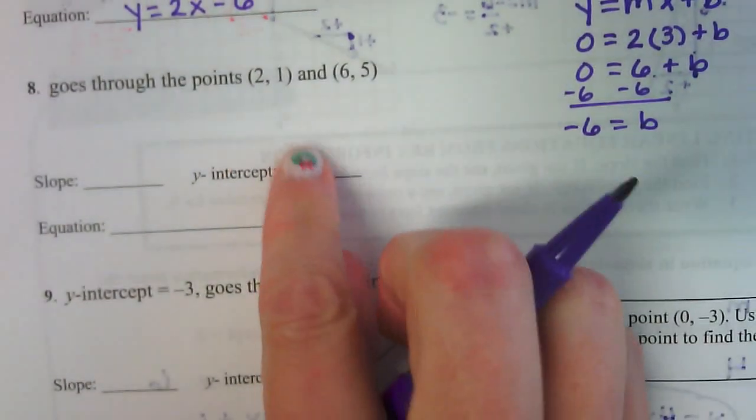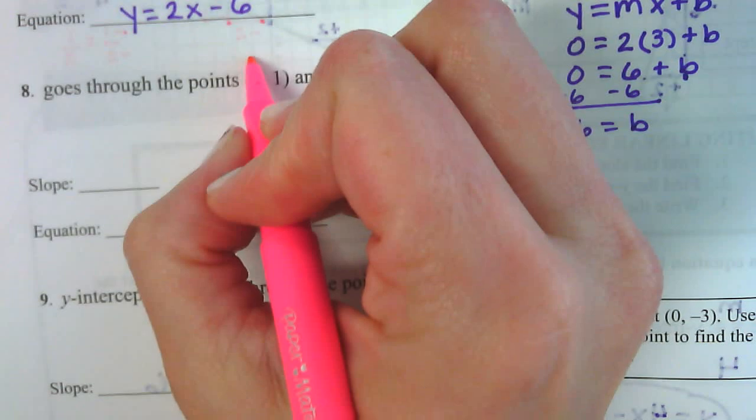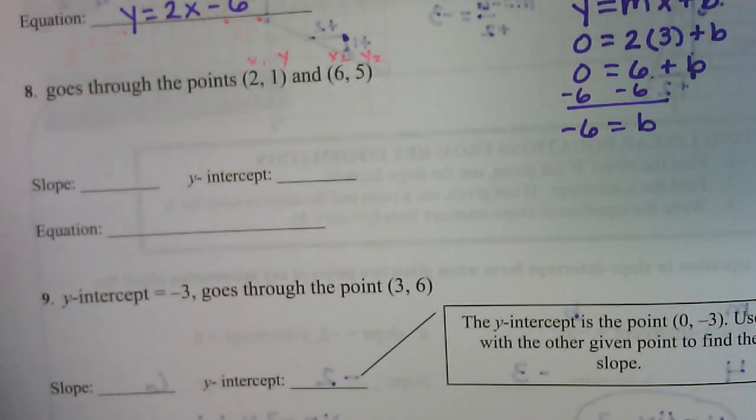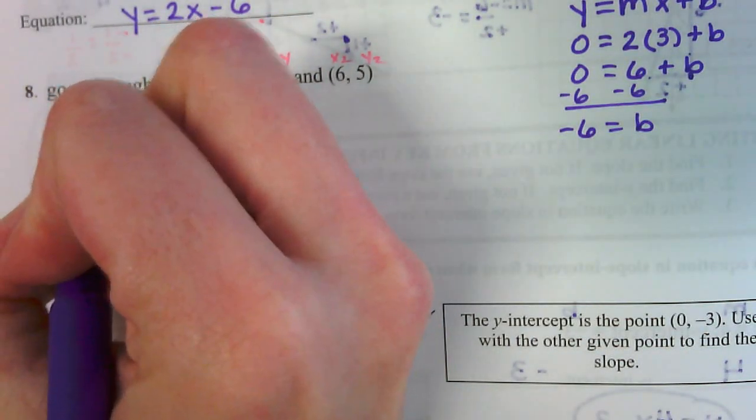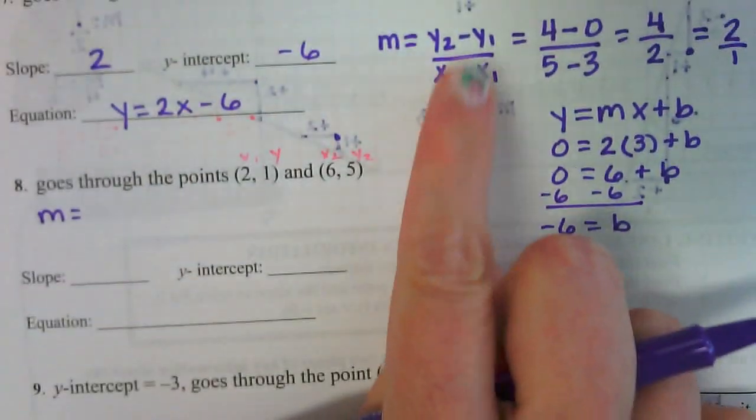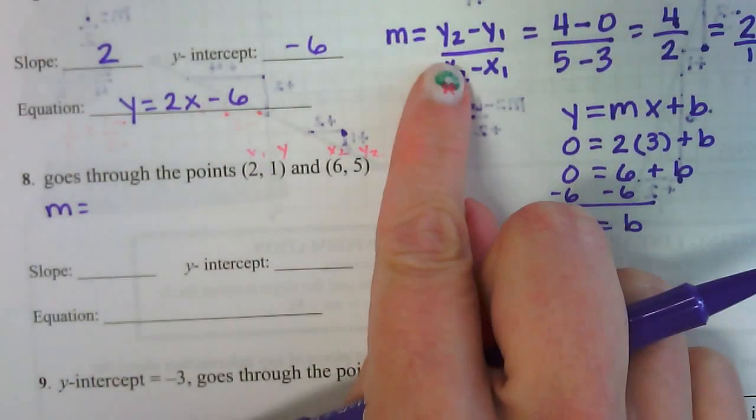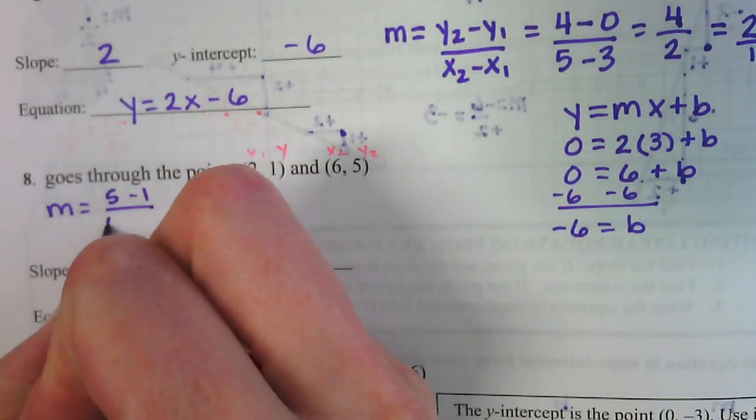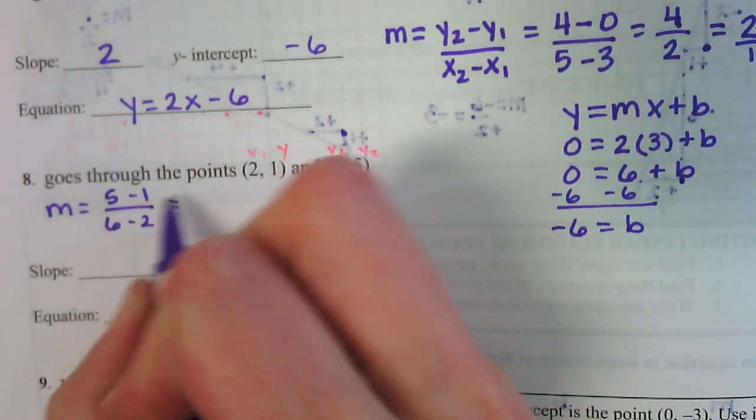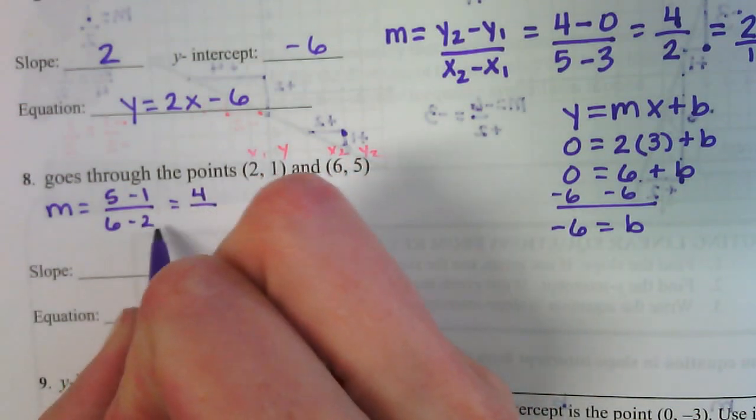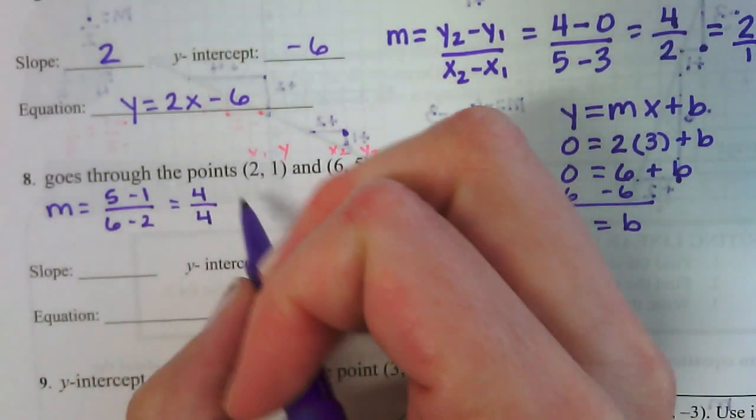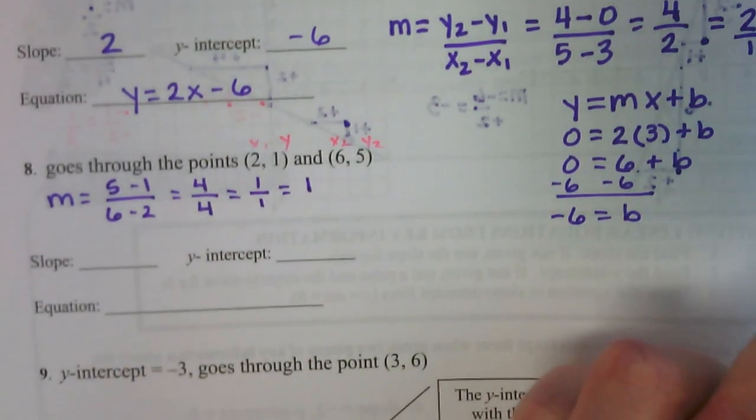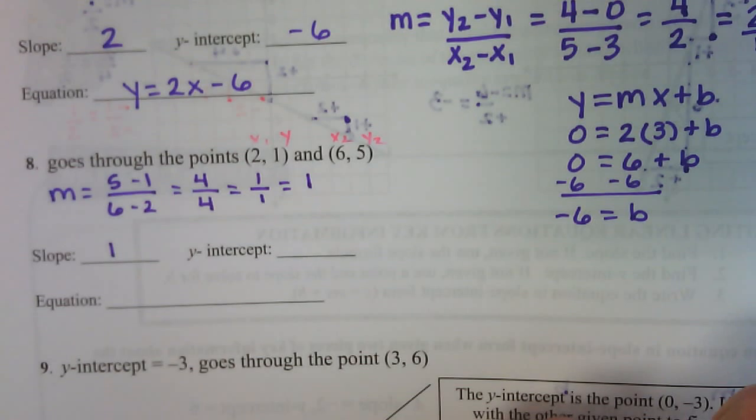Okay, for my next problem, number 8, same kind of thing. We've got x1, y1, x2, y2. So I'm going to use my slope formula first. Okay, remember this is our formula. We subtract the y's on the top, so 5 minus 1 over 6 minus 2. 5 minus 1 gives me 4, 6 minus 2 gives me 4. 4 over 4 is going to simplify to 1 over 1, which is just 1. So my slope is 1.